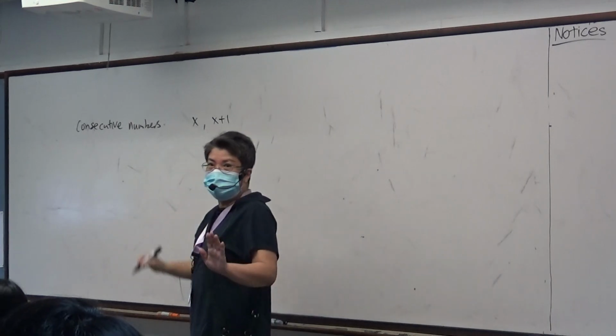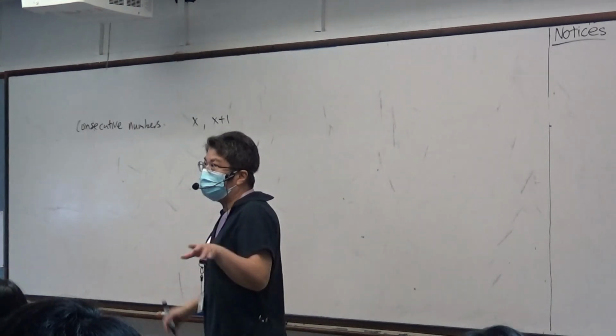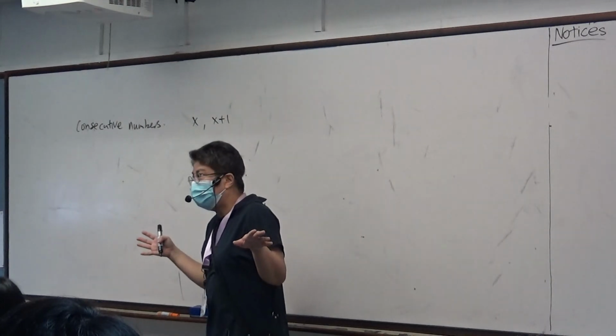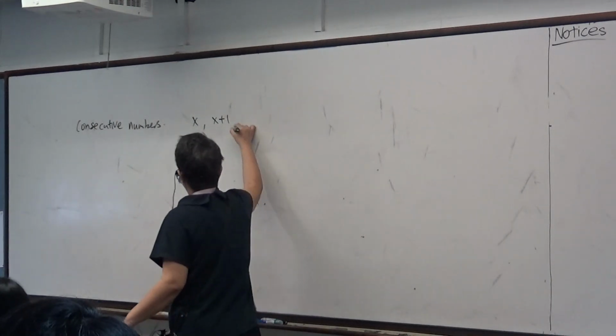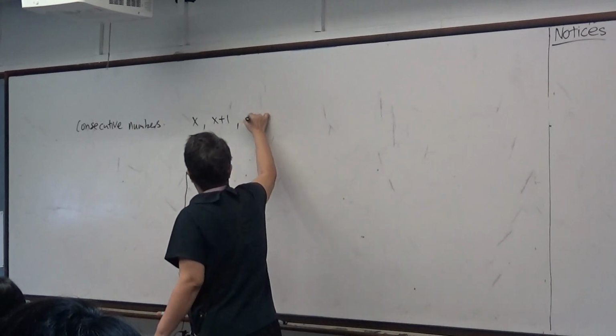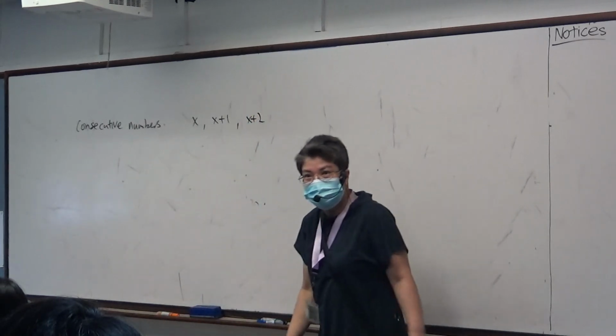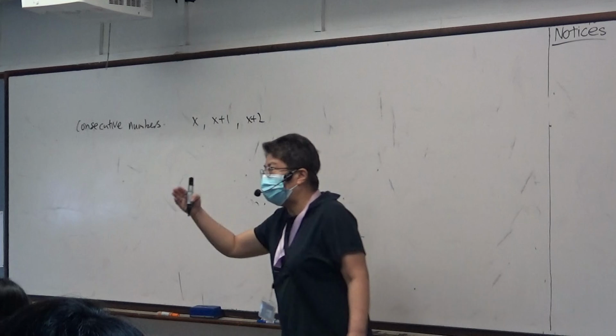Not y, we're not using the alphabet. It cannot be A, B, C. Then after that, you only have 26 numbers, that's all. Okay, so x plus 1. What's the next number? X plus 2. Do you agree? Yes or no? Because it increased 1 by 1.